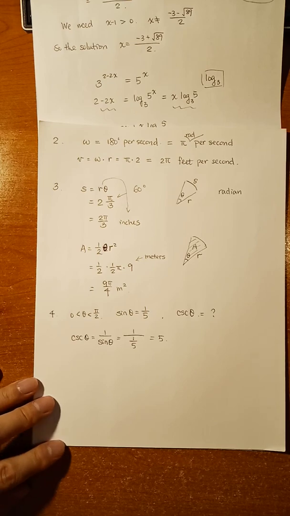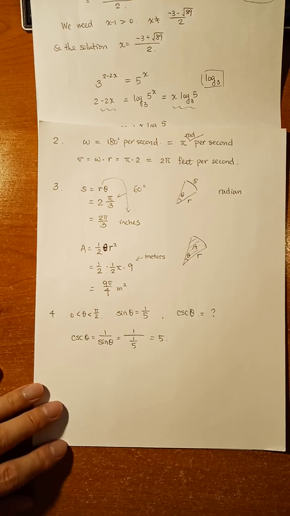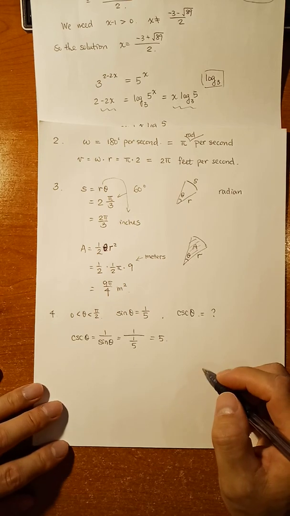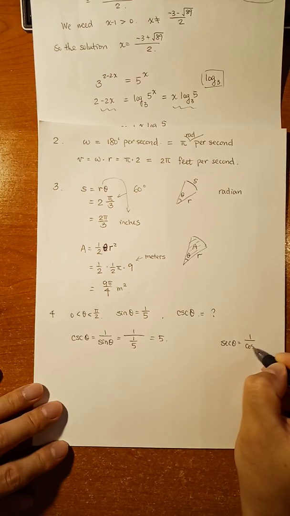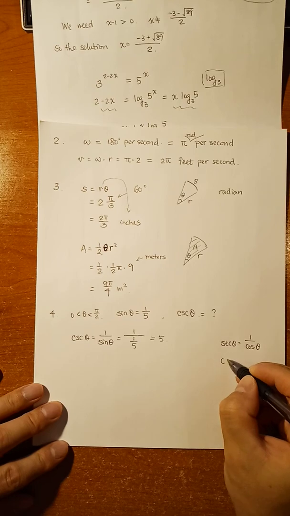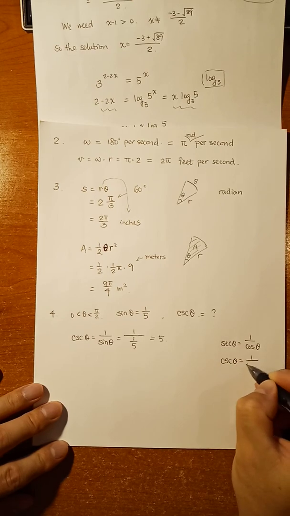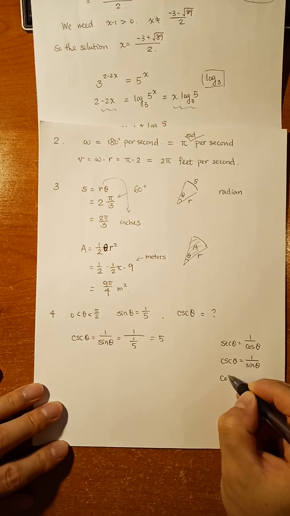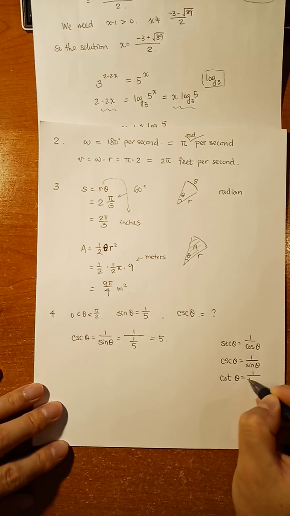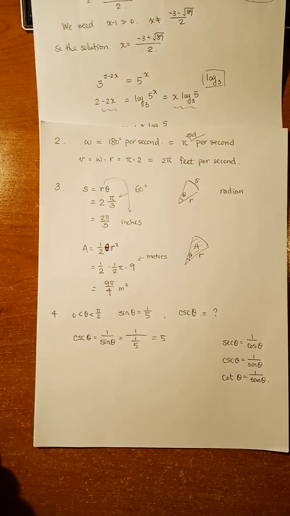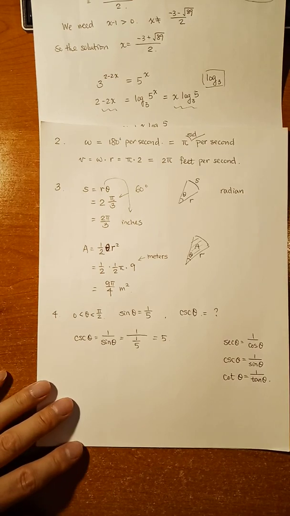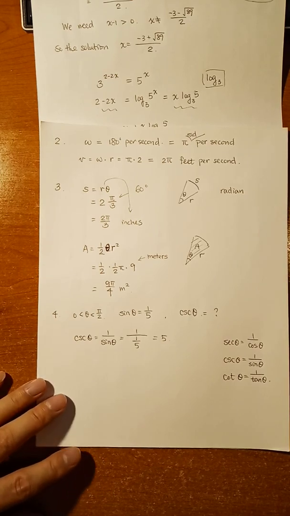Cosecant is 1 over sine. Secant is 1 over cosine. Cotangent is 1 over tangent. Remember, those are the relations from the definition. Right? And also we have that trig identity. Sine square plus cosine square is equal to 1. That is the fundamental one. It follows from the Pythagorean theorem.